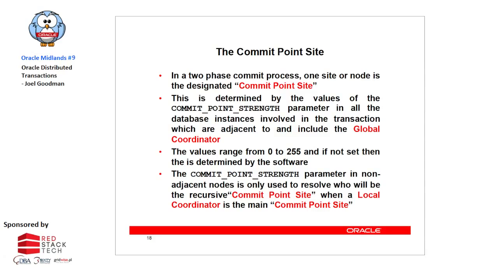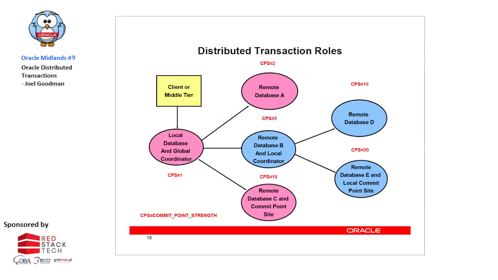So let's look at the picture. Now that we have all this terminology, we have a client to middle tier, we have the local database instance, which is also the global coordinator. And let's imagine commit point strength is 1 over here. And then we have A, B, and C, which are visible to the local database, and the various commit point strengths, as you can see. And D and E are remote from B. So you can see that commit point strength is highest in E.